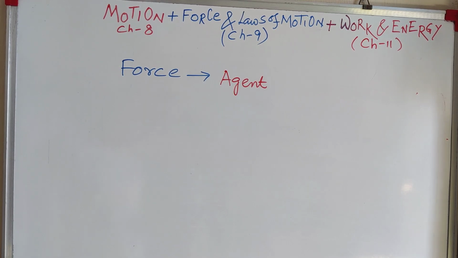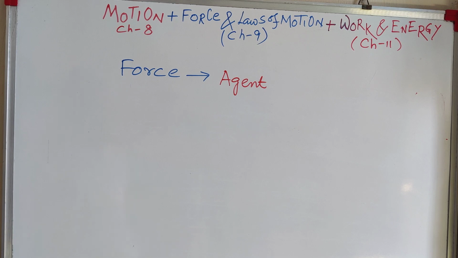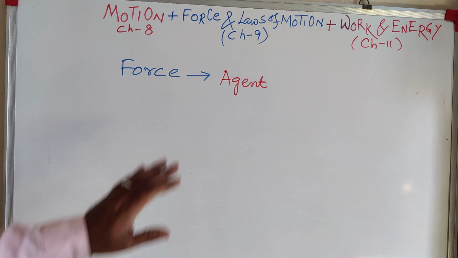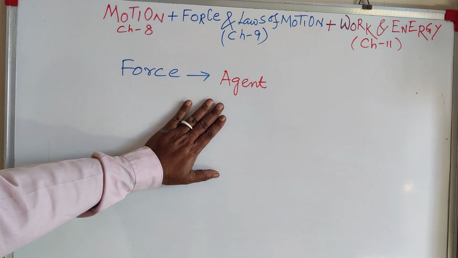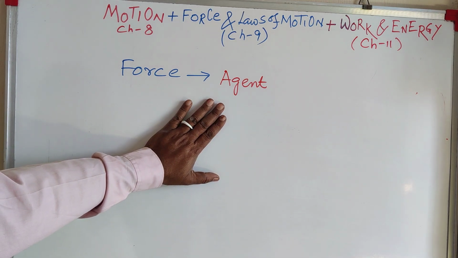Now motion cannot be on its own. Any object cannot start moving on its own. If it is in rest, it will remain in rest. If it is in motion, it will remain in motion. It will not stop on its own. And if it is in the rest position, it will not start to move on its own until and unless one agent is working on it.